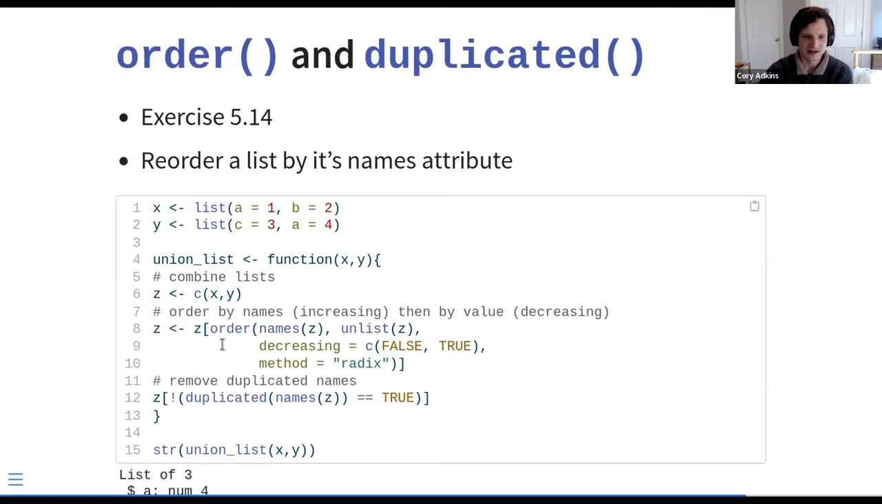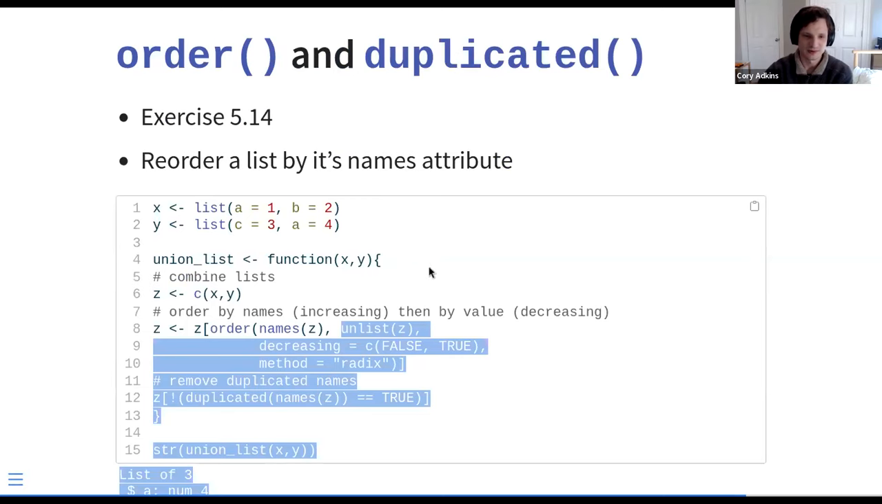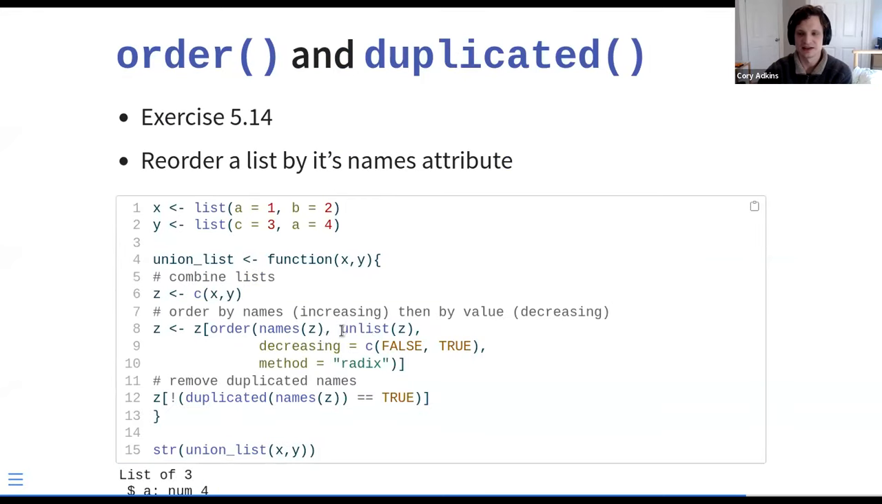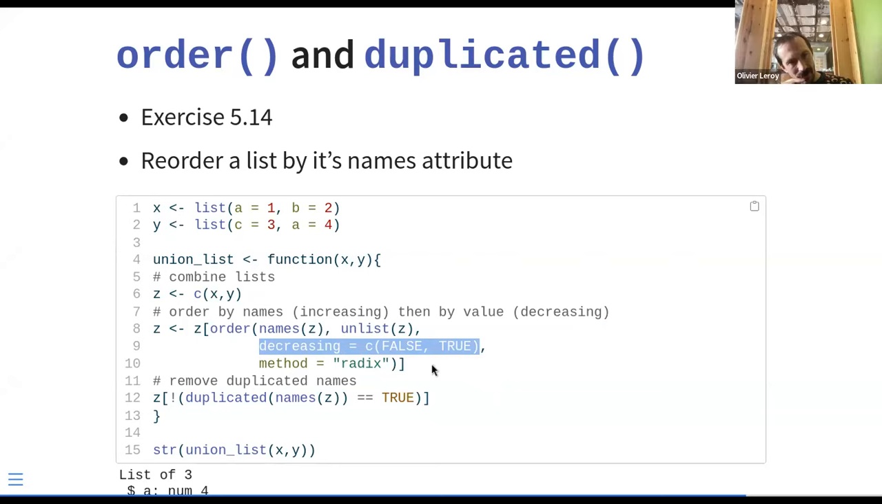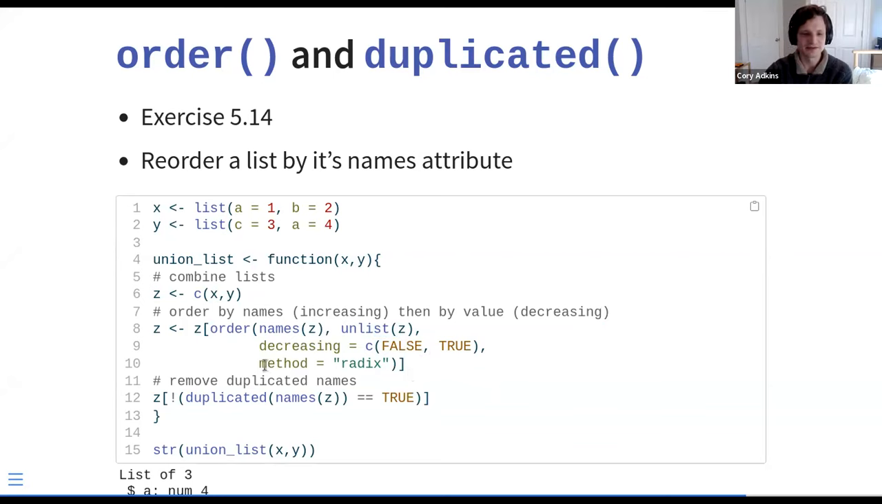Okay. So if you order, a kind of cool thing, you can say order by this and then by this. So order in this case by names and then by numeric value. And you can actually specify, using the second argument, decreasing, whether or not you want to order first by the increasing value in one dimension and then a decreasing value in the second dimension, if you specify a vector. But if you do that, you have to use method equals radix.